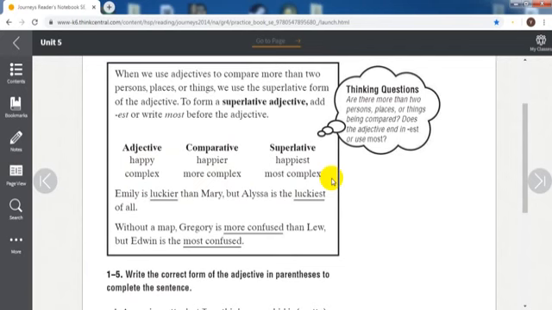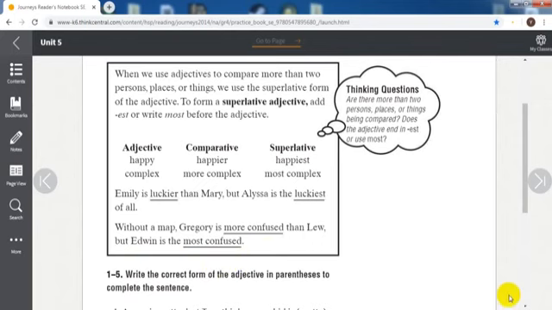Let's read the written example. It says here, Emily is luckier than Mary, but Alyssa is the luckiest of all. Without a map, Gregory is more confused than Lou, but Edwin is the most confused. Okay, see how we use the est and most? See that they're what? Out of all of the options, the more than two options that we have, this one is the most out of them, right? Okay.